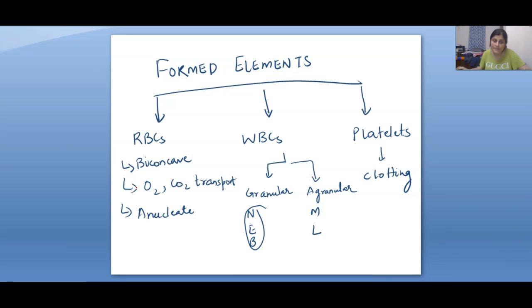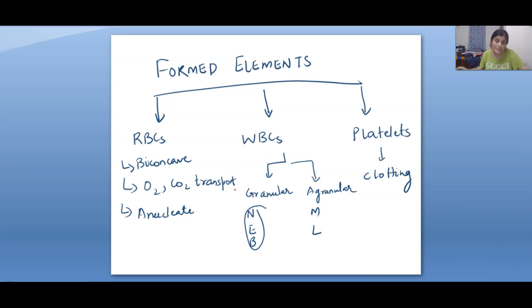Now when we come to RBC, first of all, shape. The RBC is biconcave in shape, and this RBC is the carrier of oxygen and carbon dioxide because it has an iron-containing pigment, that is hemoglobin, and due to the presence of hemoglobin it carries oxygen, which we call oxygenated blood, or if it carries carbon dioxide then we call it deoxygenated blood, and in this way exchange of gases takes place by the mechanism of internal respiration.